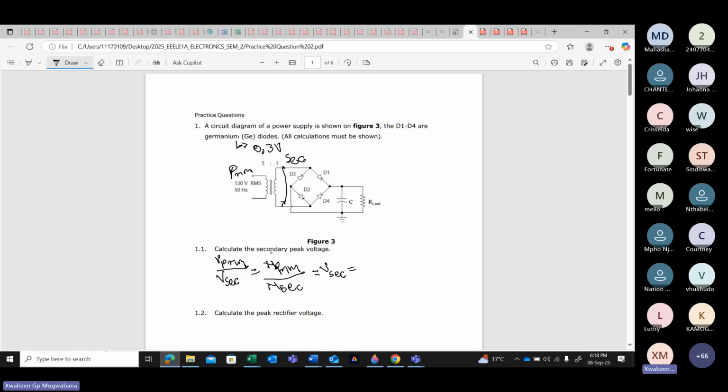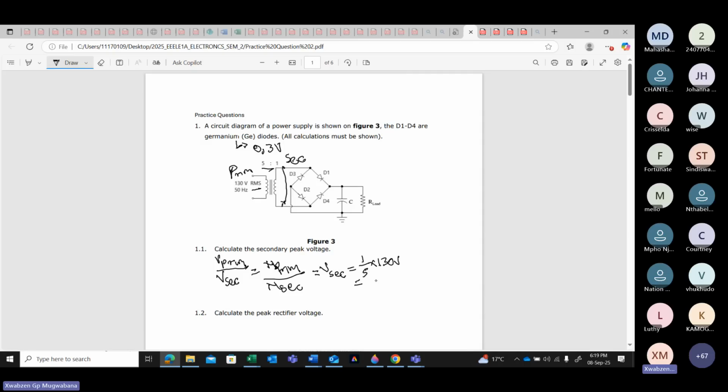When we manipulate this formula, you will see that the N is your turns ratio. Already, you are given your turns ratio, which is 5:1. Therefore, if it is 5:1, you're going to say 1 divided by 5 multiplied by your primary voltage, which is 130 volts. Now, this 130 volts, remember, it is what? It is your RMS. Always you must remember that it is your RMS. Therefore, what will be your V of secondary? But now, with this V of secondary, first you're going to get it as an RMS.